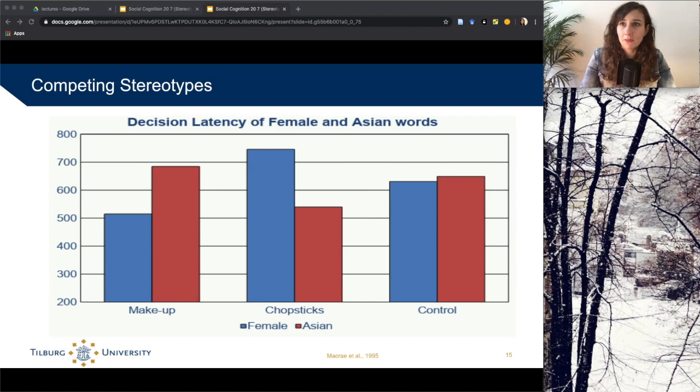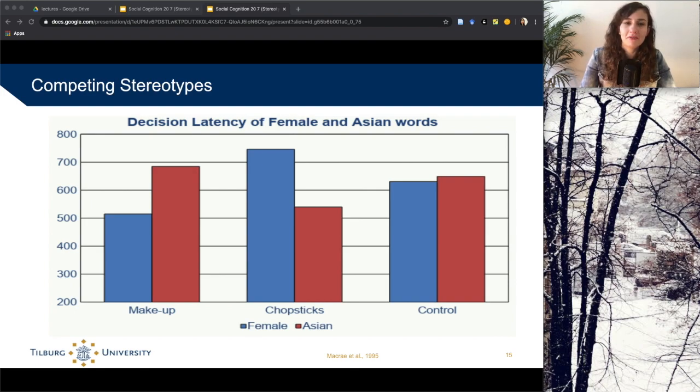And we see the exact opposite pattern in the chopsticks condition. That's in the middle 2 bars. There we see that the female stereotypes got the longer response times and therefore were inhibited, but the Asian words got faster response times and therefore were activated.